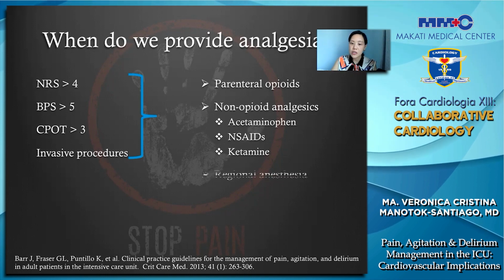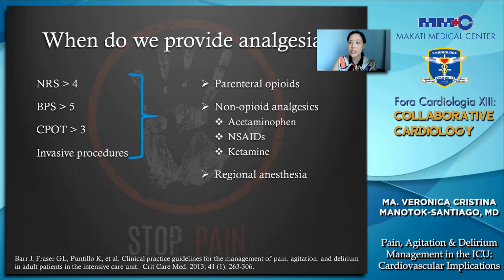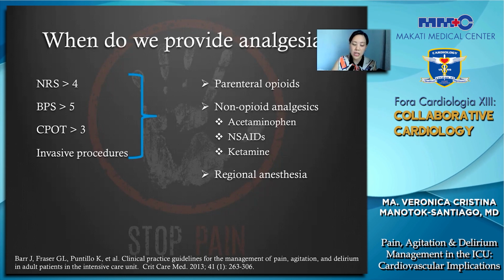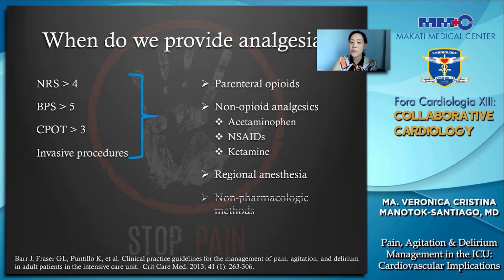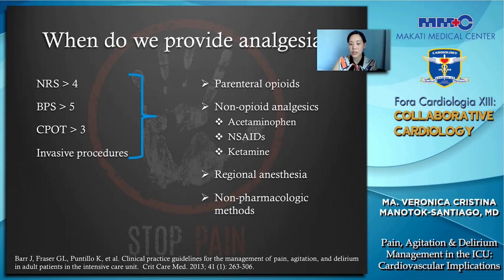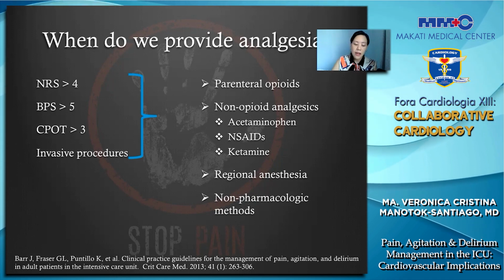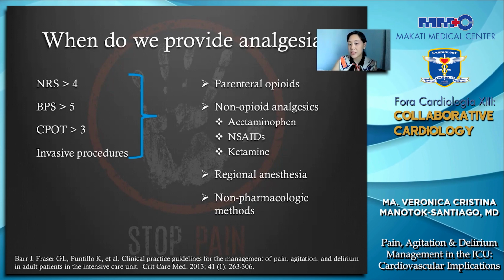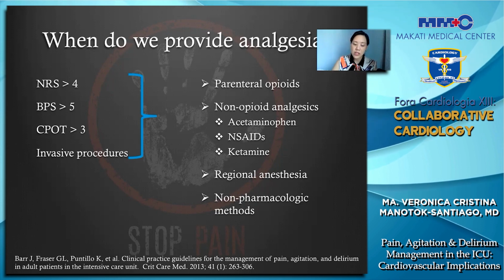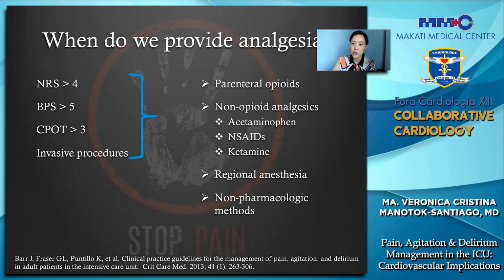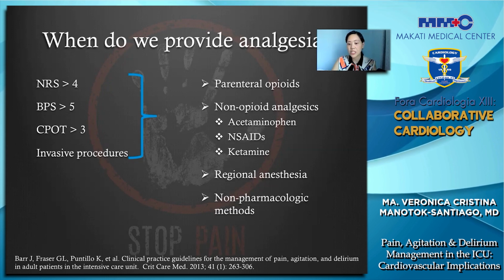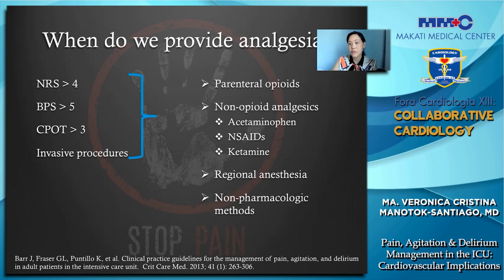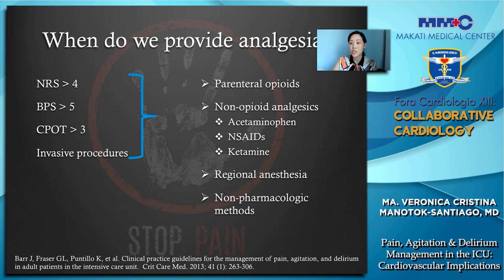Regional anesthesia can also be used, such as peripheral nerve blocks or epidural anesthesia for specific subpopulations of surgical patients. And of course, there's also the option of using non-pharmacologic methods, which are often effective and safe. Examples of this would include hot and cold compress, massage, music, and even simply repositioning the patient in the bed to a much more comfortable position would be of great help.